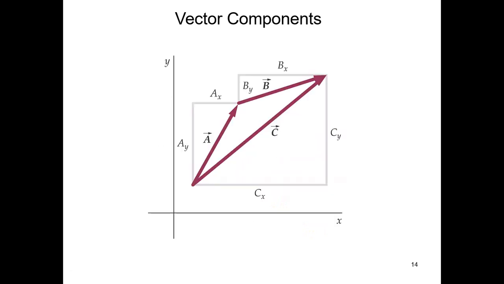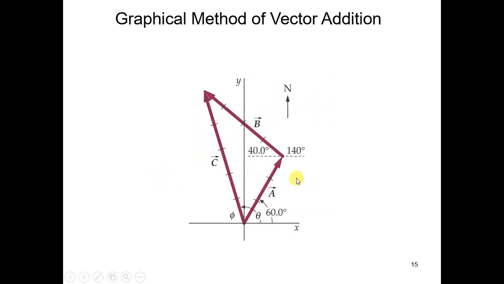See here, also there are the components ay and ax of the vector a, then bx and by, and also cx and cy. These are our path length values, but these are vector quantities: the a vector, the b vector, and also the c vector. Due to this, we get the vector components. So this is our graphical method of addition.